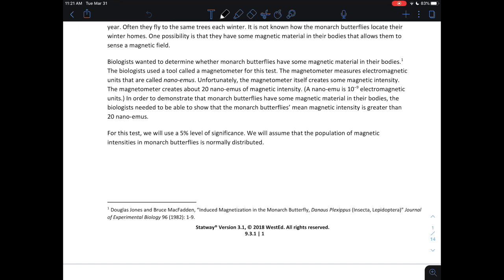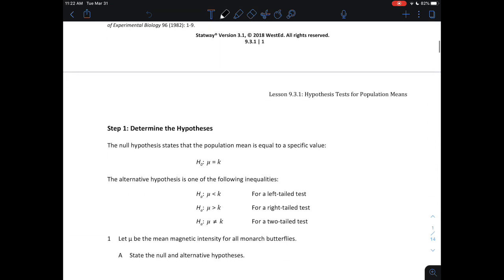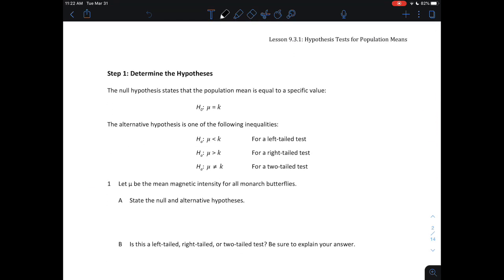In order to demonstrate that monarch butterflies have some magnetic material in their bodies, the biologists needed to be able to show that the monarch butterfly's mean magnetic intensity is greater than 20 nanoemus. For this test, we will use a 5% level of significance. We will assume that the population of magnetic intensities in monarch butterflies is normally distributed. So step 1 in our hypothesis test, we first have to determine the hypotheses.